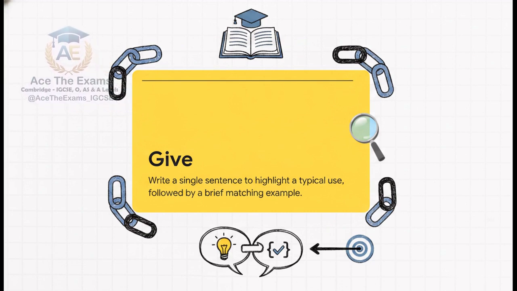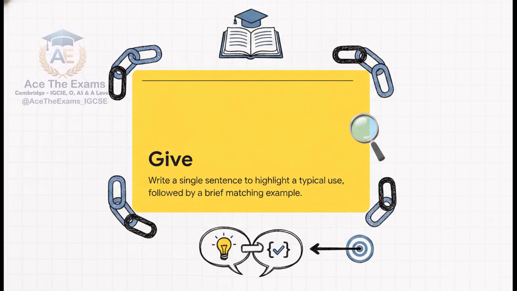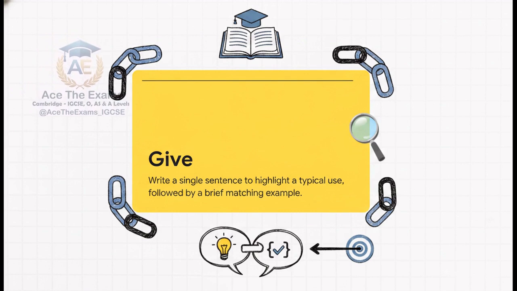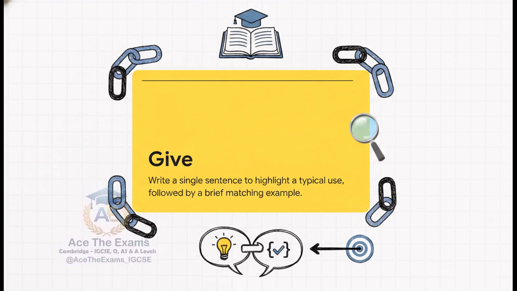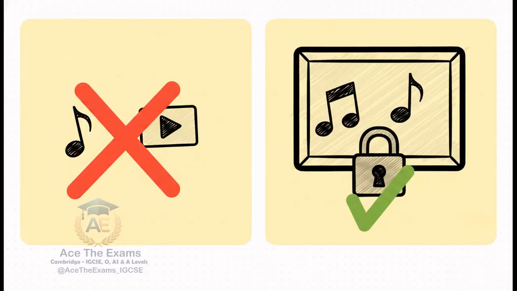When examiners ask you to give a use and an example, our source tells us it is perfectly acceptable to write a single sentence to highlight a typical use, followed immediately by a brief example that perfectly matches it. You see, the overarching use and the specific example are physically tied together for that single mark. If you separate them, or if you just list one of them, you get nothing. Nada. Let's see how this actually builds in practice.